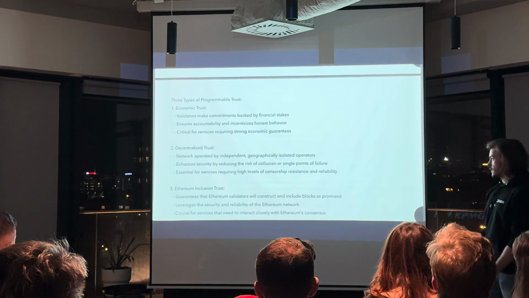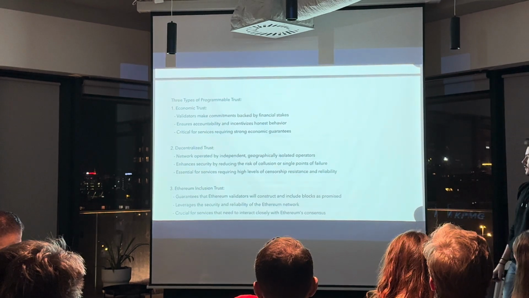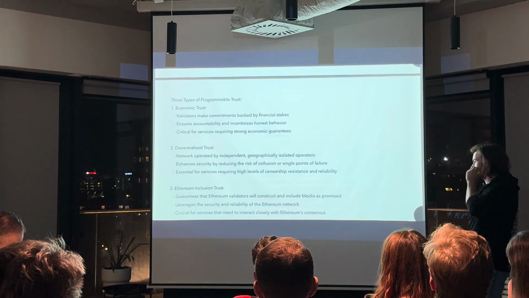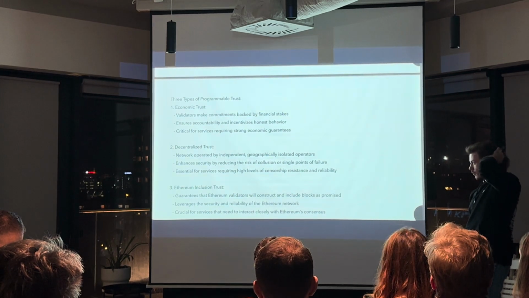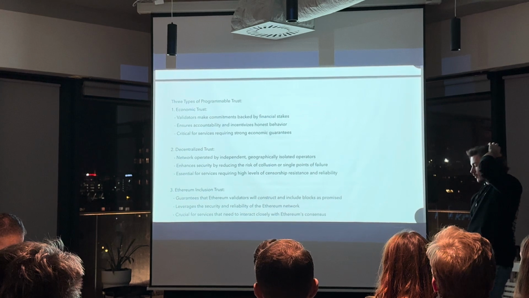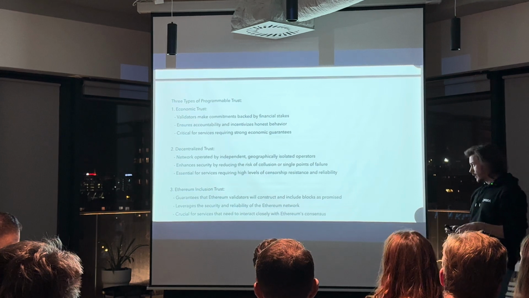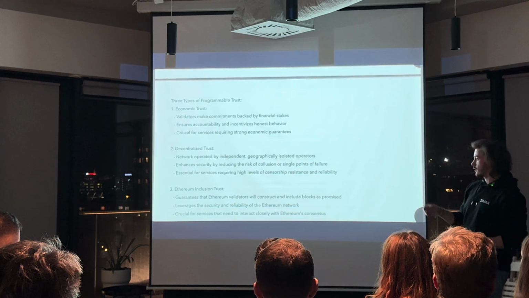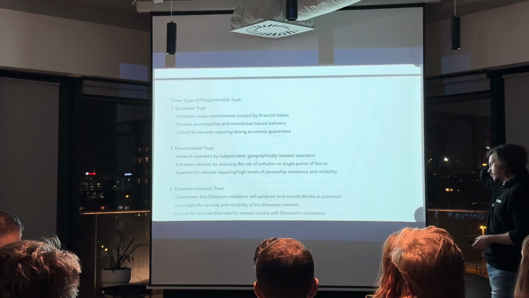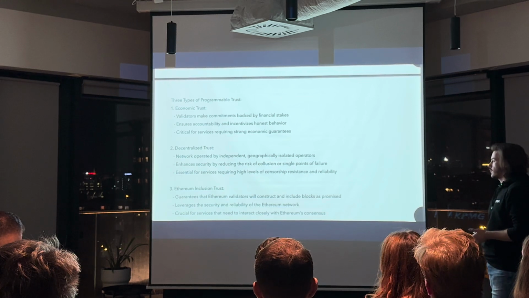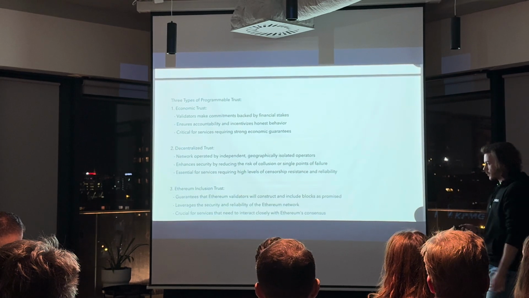Then we have decentralized trust: a network operated by independent, geographically isolated operators. It enhances security by reducing the risk of collusion or single points of failure, essential for services requiring high levels of censorship resistance and reliability. So this is also the case for L1 networks, but also for some networks like oracle operators, where we need a diverse set of dispersed operators or services. And then the Ethereum inclusion trust. So the guarantee is that Ethereum validators will construct and include blocks as promised, which leverages the security and reliability of the Ethereum network. This is when we're speaking about a system that uses the staked Ether, as mentioned.